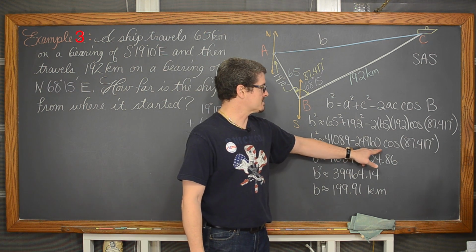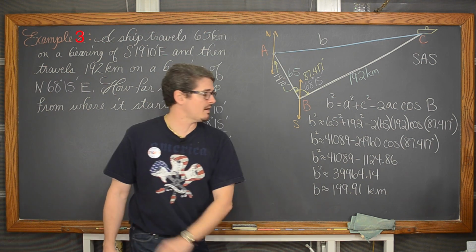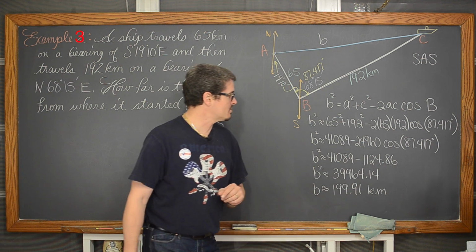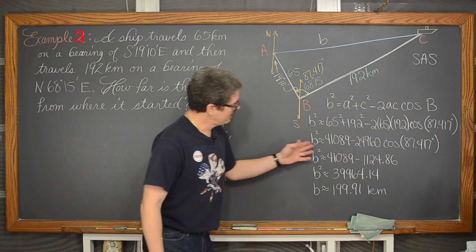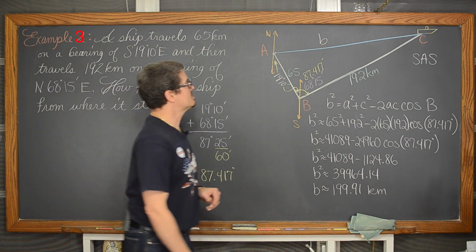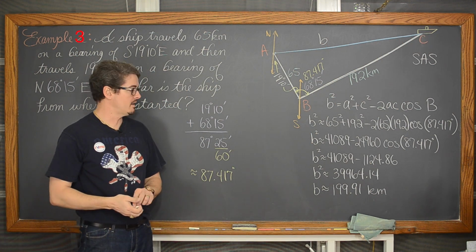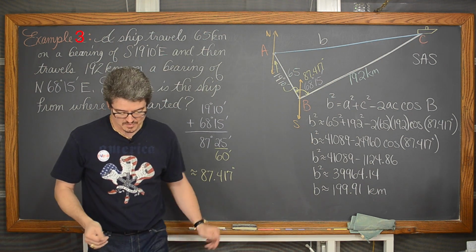So the 24,960 times the cosine of 87.417, making sure your calculator's in degree mode, comes out to about negative 1124. And combining like terms and square rooting, we get a distance that the ship is from its original starting point of approximately 199.91 kilometers.